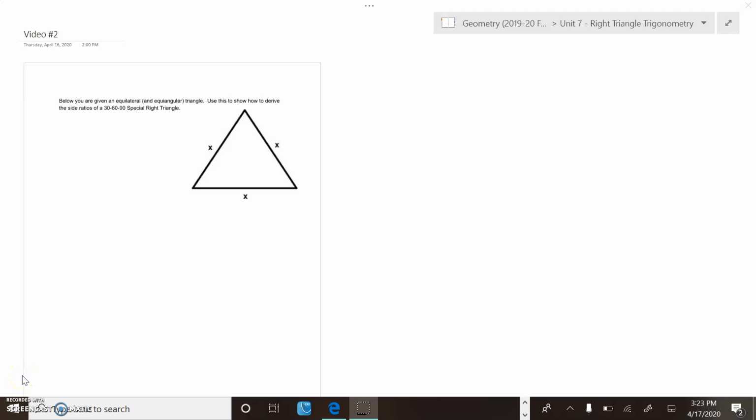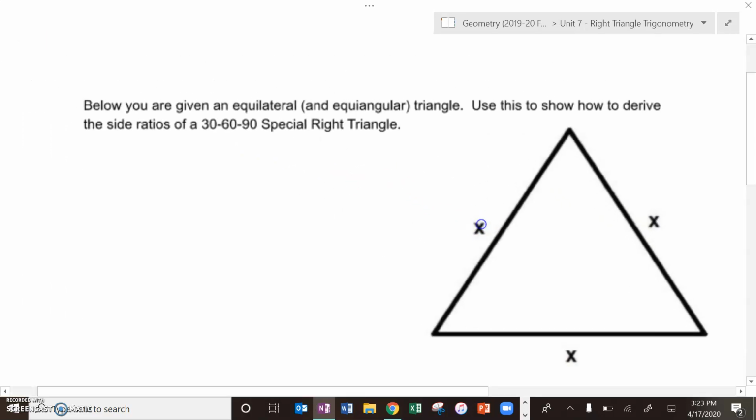Hi, okay, so in this video I have a triangle that is equilateral and equiangular, and I'm going to use this triangle to find the side ratios of a 30, 60, 90 special right triangle. So the ratio of a 30, 60, 90 triangle is, I'm going to write that out, 1 to square root of 3 to 2. And so I can look back at this if I need to.